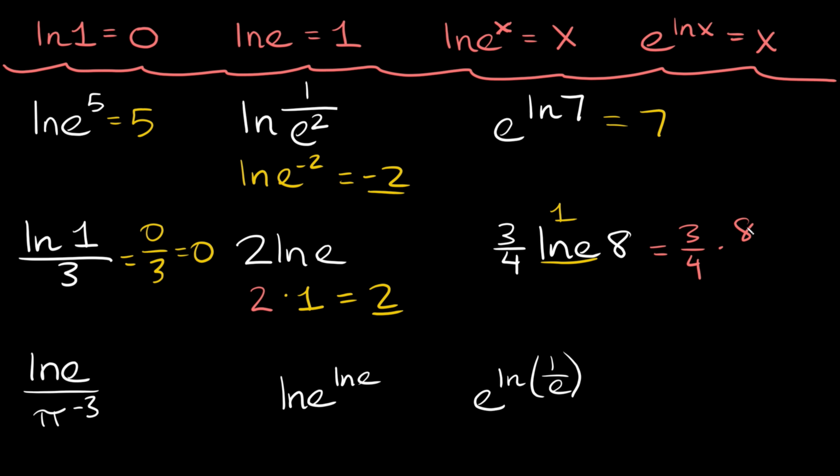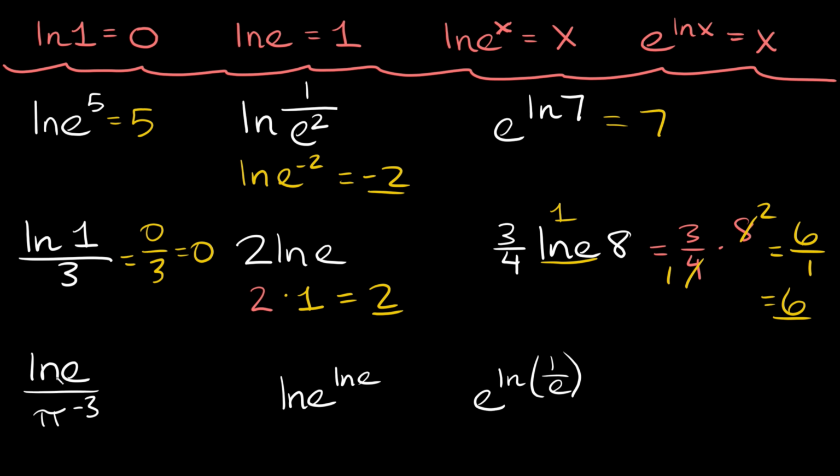Now here we can reduce this, right? 8 over 4 reduces down to 2 over 1. So then this is equal to 3 times 2 on top is 6. And on the bottom, we have just a 1. So this is equal to simply 6, all right? Now just a few more here.